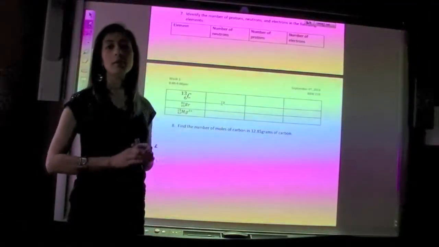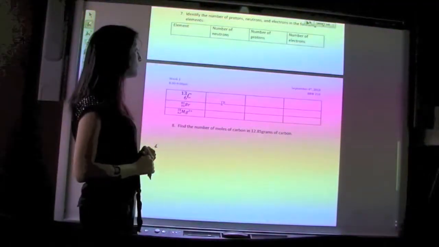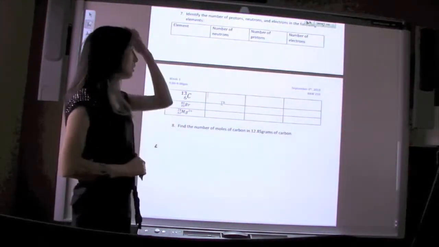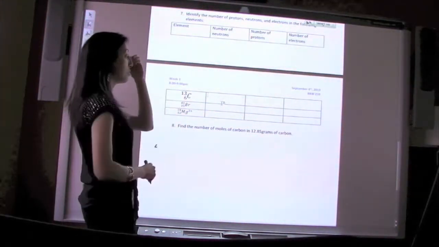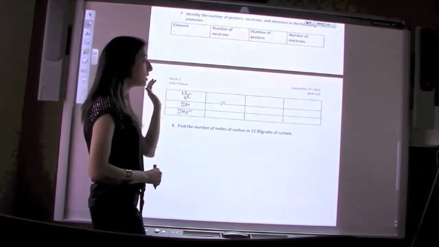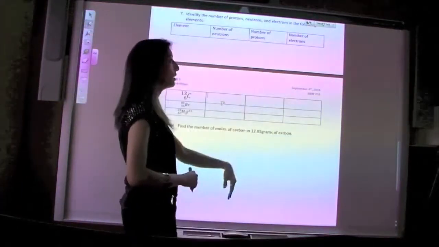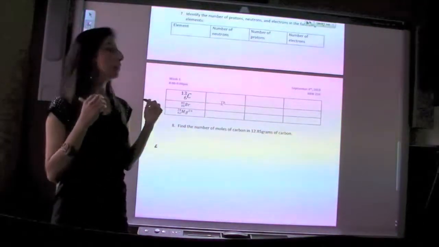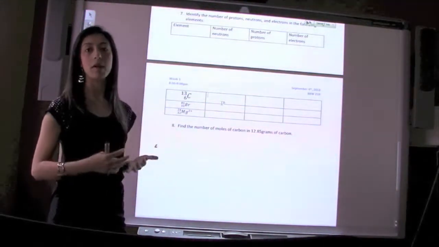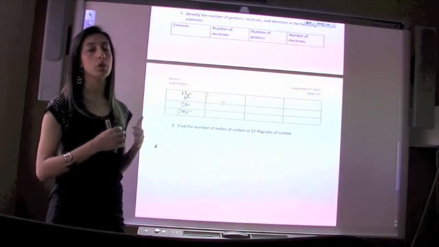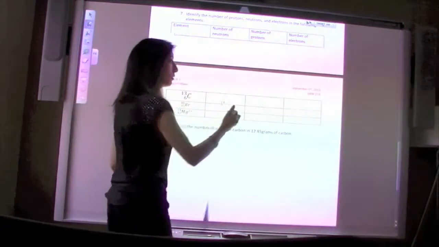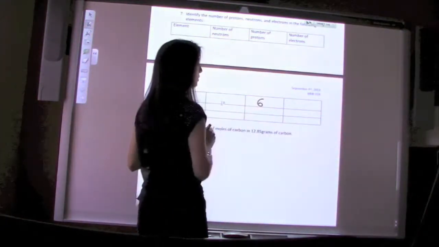The next problem that we're going to work on is identifying the number of neutrons, protons, and electrons in an atom. Let's look at this carbon-13. So the easiest one to figure out is the number of protons. The number of protons is what determines what element we have. So if we have carbon, we know that we're always going to have 6 protons no matter what, because it's carbon. And it's defined by having 6 protons.